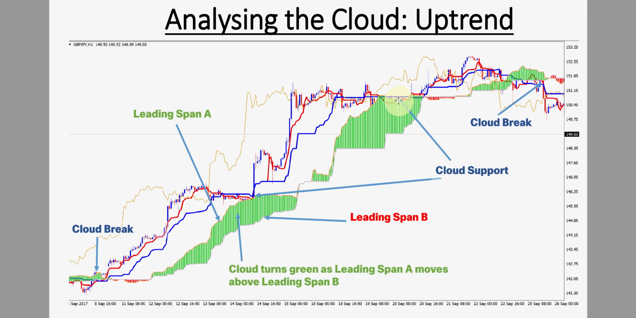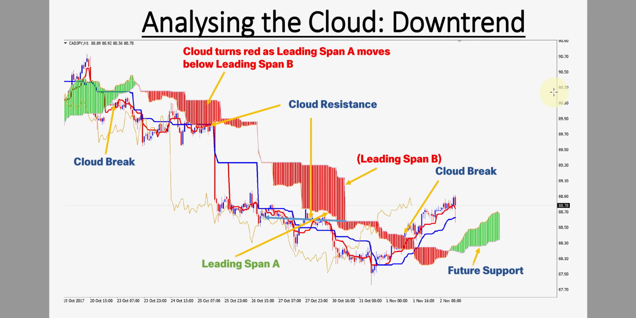Cloud is supporting this movement, right? And finally, the cloud is broken downwards, and then we change direction to bearish. You see it is now red here. So when we are in an uptrend, we are looking for buys, bullish signals. When we are in a downtrend, we are looking for sell signals.